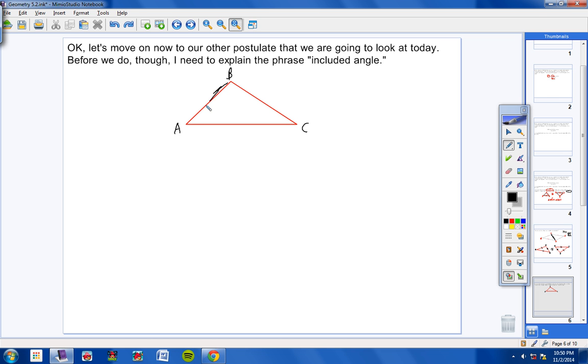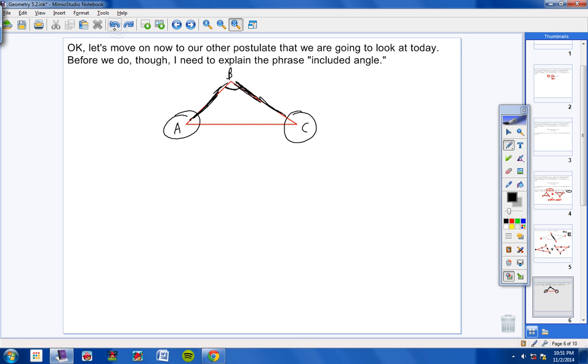Now, look at this side here and this side here. What would the included angle be? Well, it wouldn't be this angle here. It wouldn't be this angle here. It would have to be this angle here, because angle B is the angle between these 2 sides. So we would say angle B is the included angle between sides AB and CB.